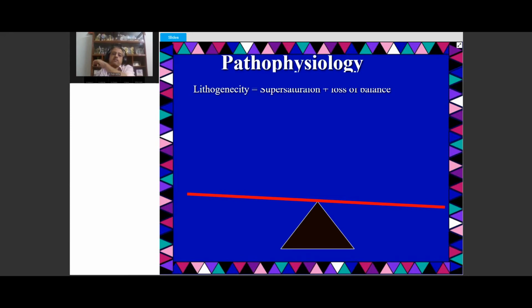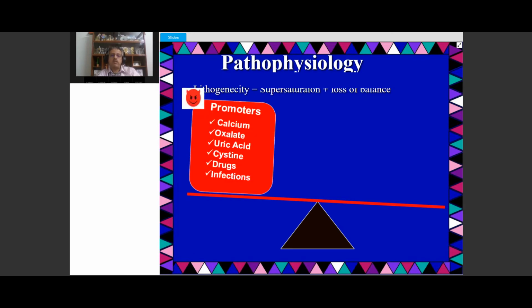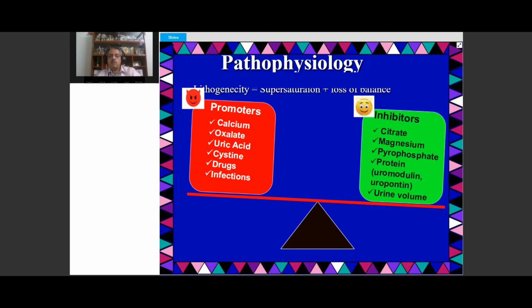Just like life, here also it is a balance between the good and the evil. On the one side you have promoters of stone like high urine calcium, oxalate, uric acid, cysteine, and certain drugs. We spoke about ceftriaxone, but more commonly known are drugs like acyclovir, and then infections. On the other hand, we have angels to save us, the inhibitors like citrate, magnesium, pyrophosphate, and very importantly, high urine volume.